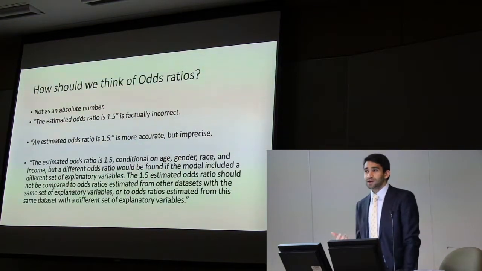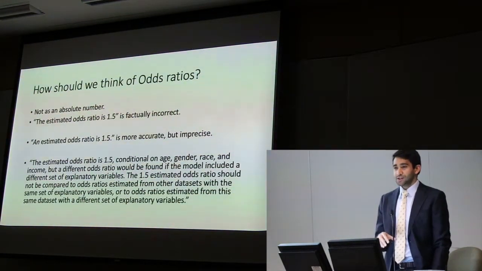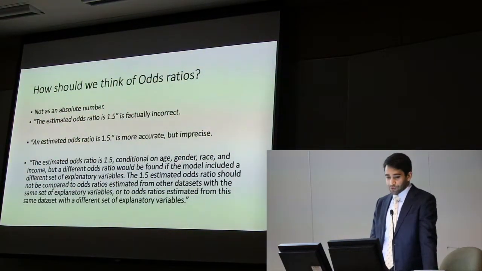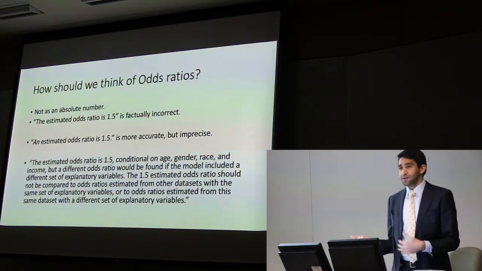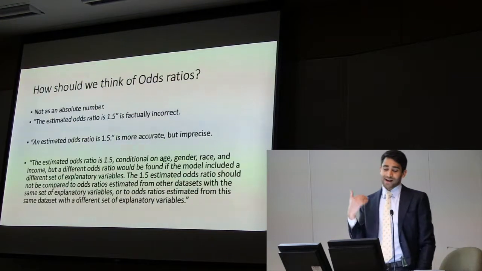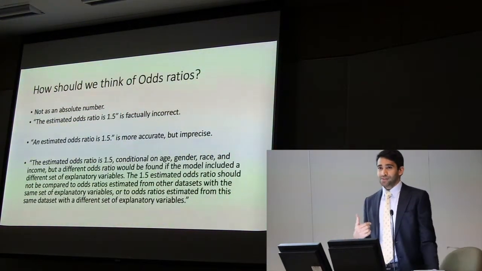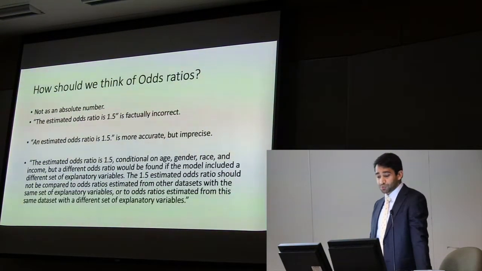So how should we think of an odds ratio? To say that the estimated odds ratio is 1.5 is probably factually incorrect. There isn't a single odds ratio available. If we look at an estimated odds ratio of 1.5, that's a little more accurate, but it's still imprecise. So you may not write this in every paper that you publish, but the way that you should be thinking about this is that the estimated odds ratio is 1.5. It's conditional on the explanatory variables that I put in the model, but a different odds ratio would be found if I put different explanatory variables in there.